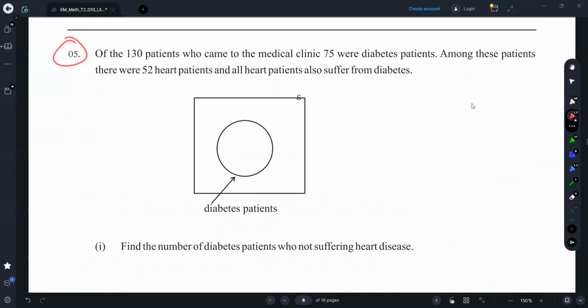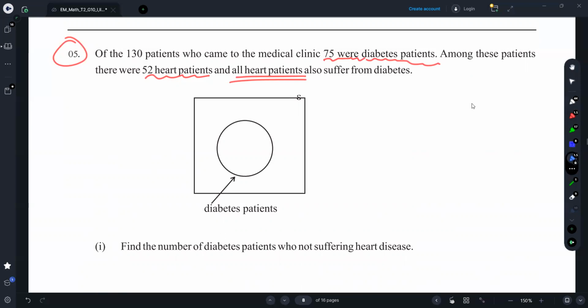Of 130 patients who came to the medical clinic, 75 were diabetes patients. Among these 75, there were 52 heart patients, and all heart patients also suffer from diabetes. First one: find the number of diabetes patients who are not suffering from heart disease.